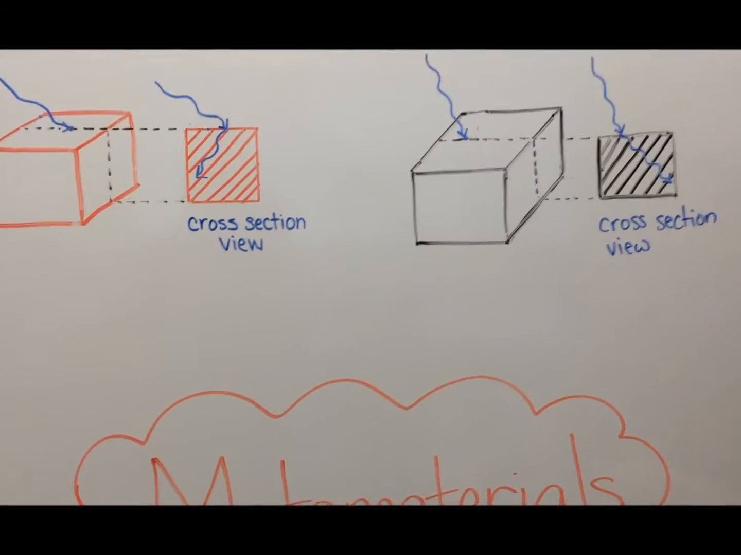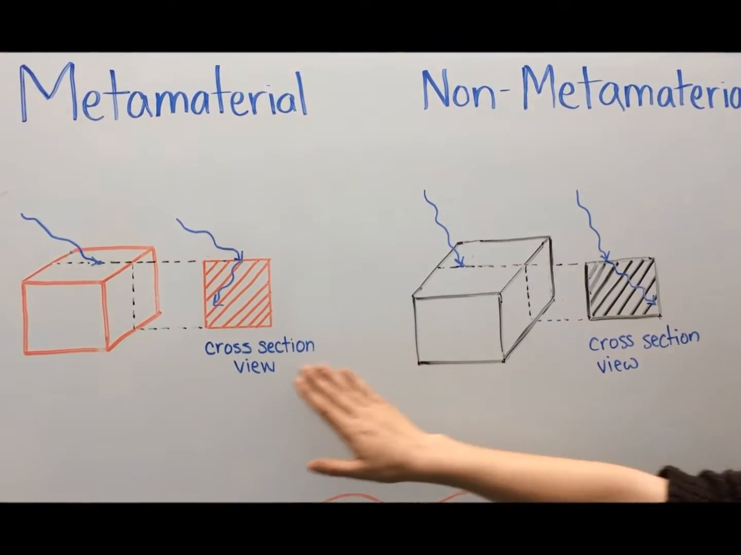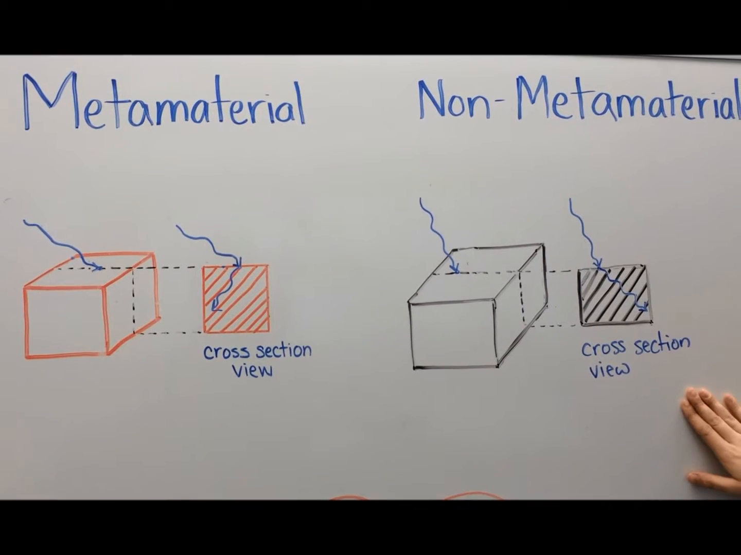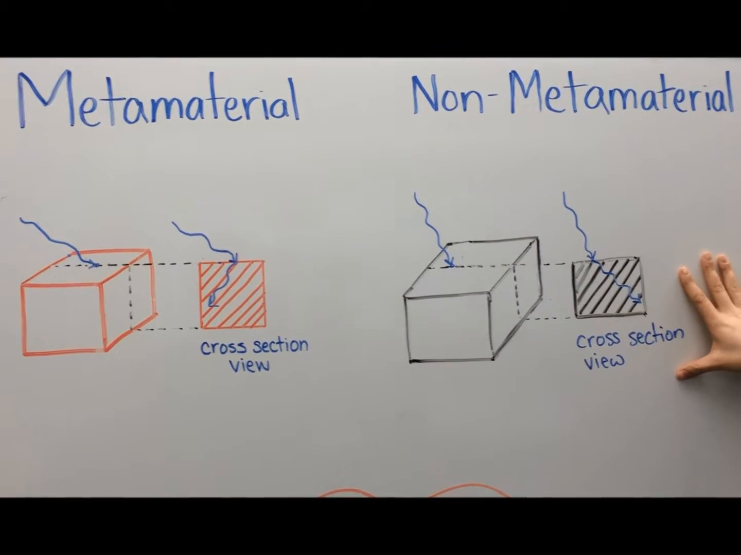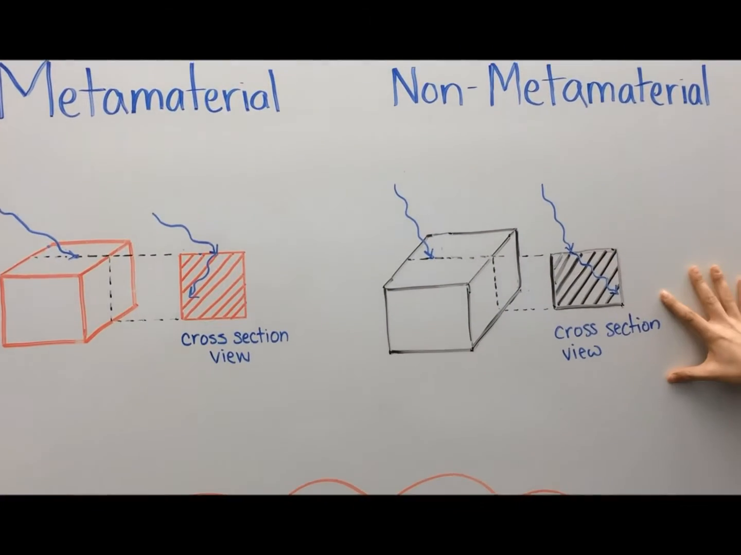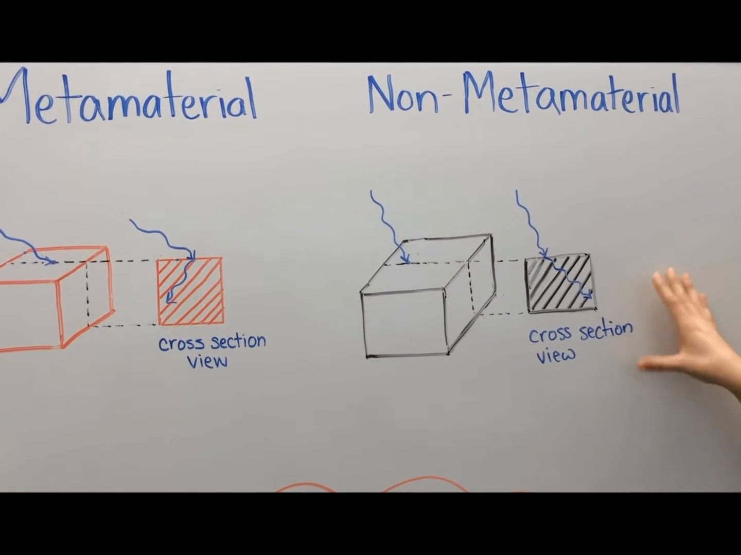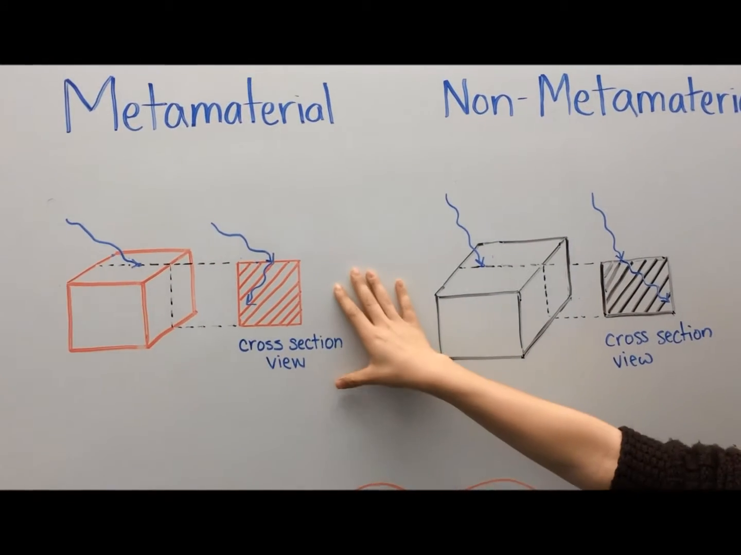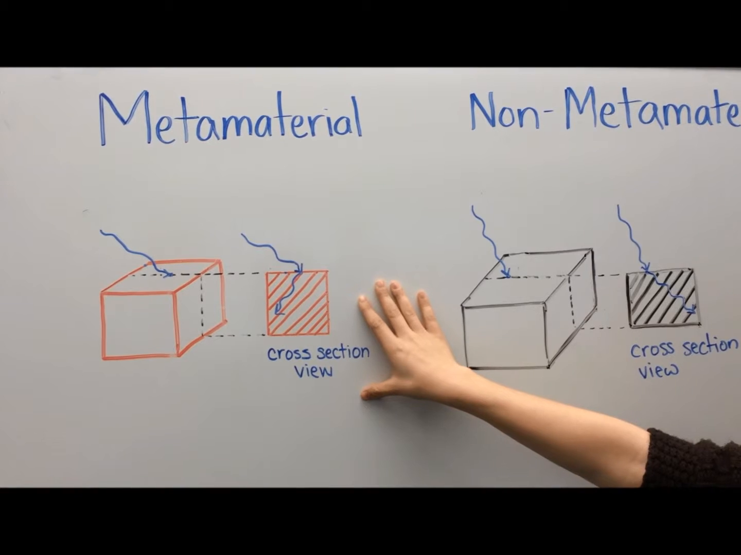Here we have an example of one of those properties. Here is a metamaterial and a non-metamaterial. In the non-metamaterial, this wavelength refracts at an angle that we would expect. In the metamaterial, the wavelength actually refracts in a negative manner.